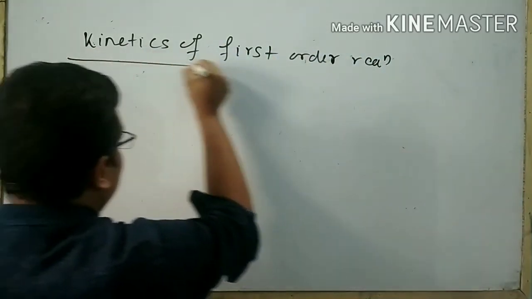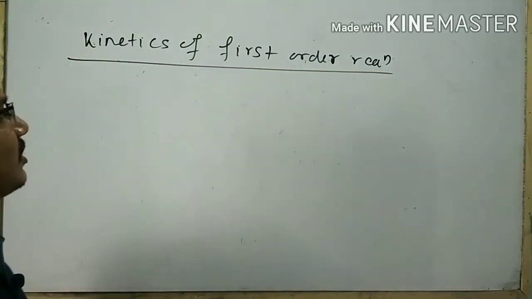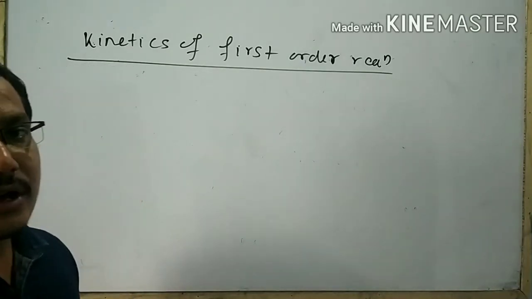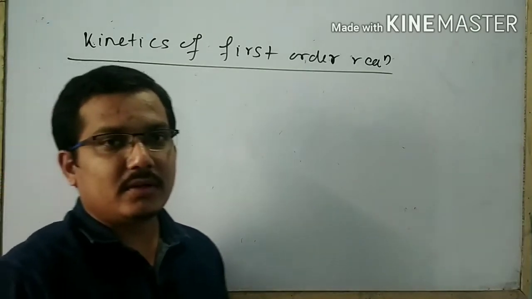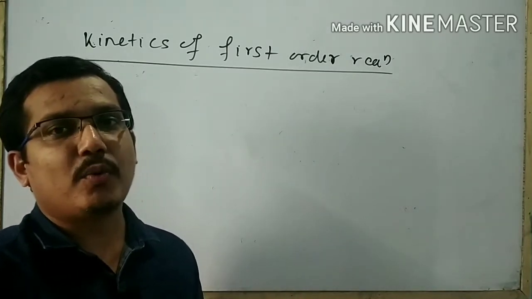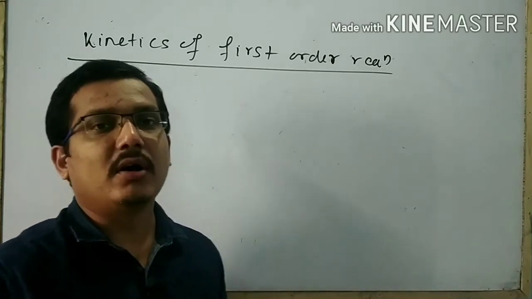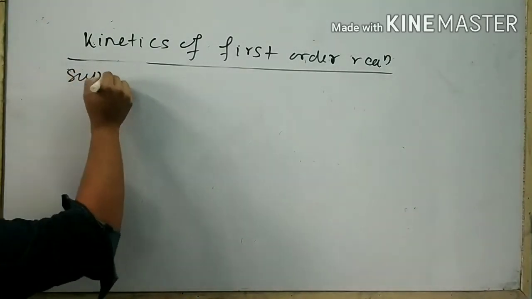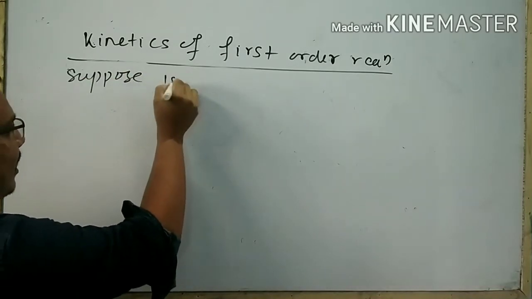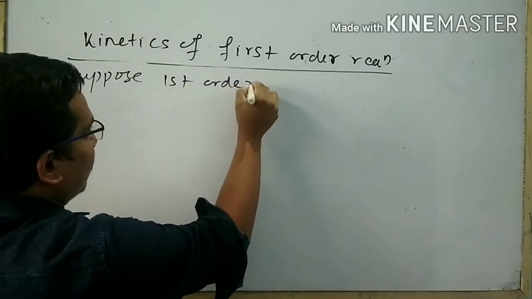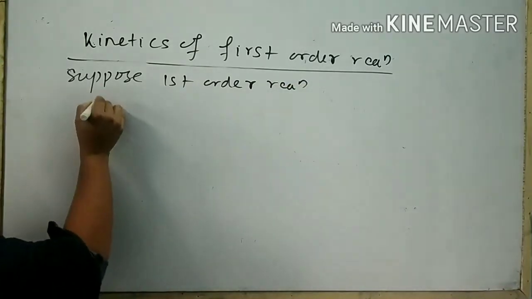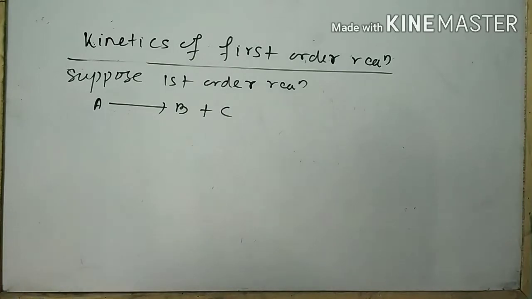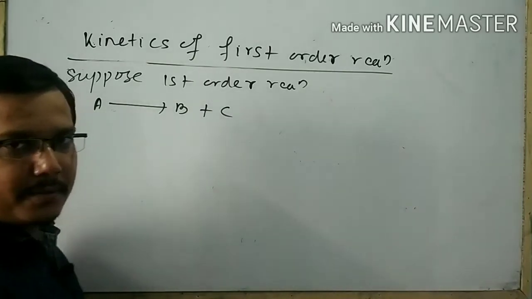reaction. According to the definition of first order reaction, the reaction in which the rate of reaction depends upon only the concentration of one reactant is called a first order reaction. Suppose I take a first order reaction, A gives B plus C. Here A is the reactant, B and C are the products.